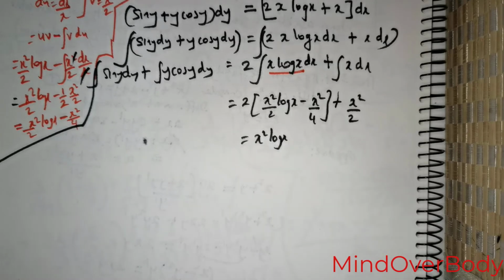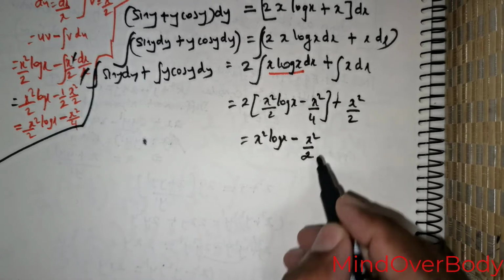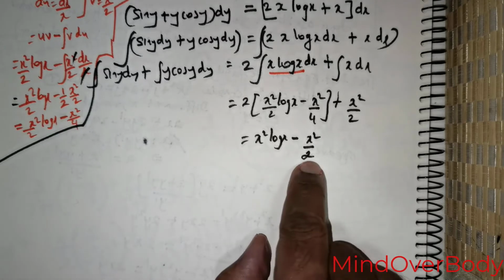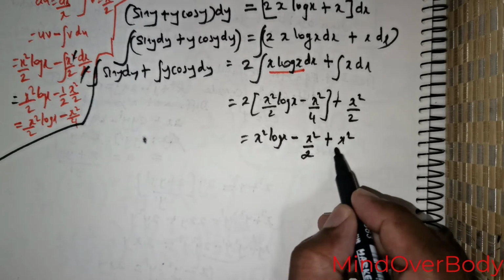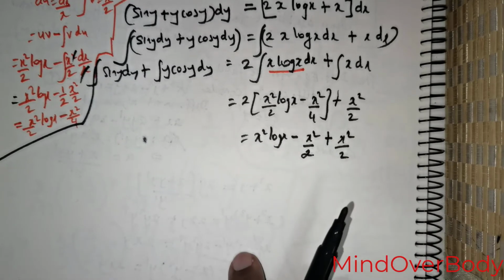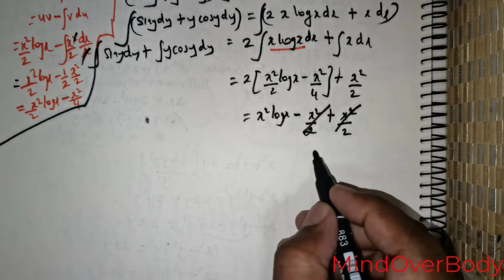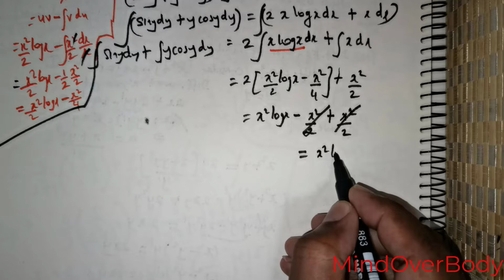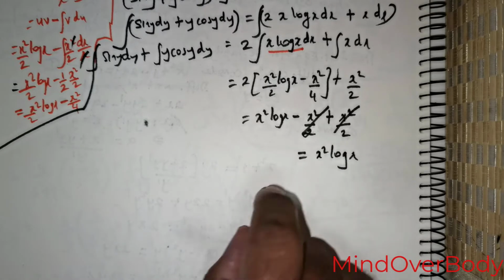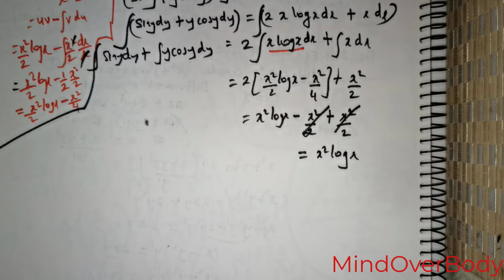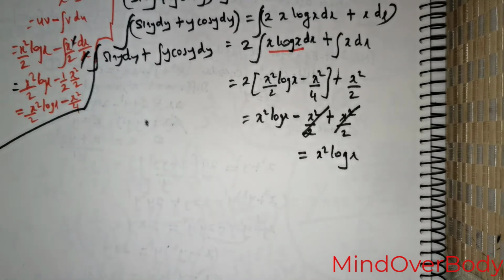So that's one particular term, and then this is going to give me x squared over 2, followed by x squared over 2. So this is what I've got. Now clearly you can see that negative x squared and positive x squared can be cancelled, giving me x squared times log x. This is for one term on the right hand side. So now I need to obtain the value for this.